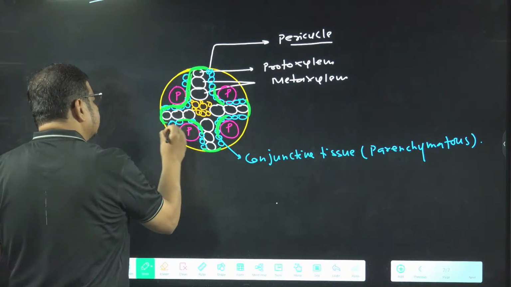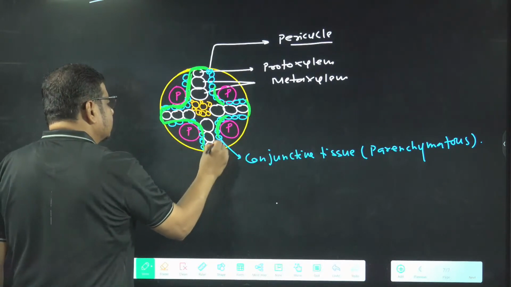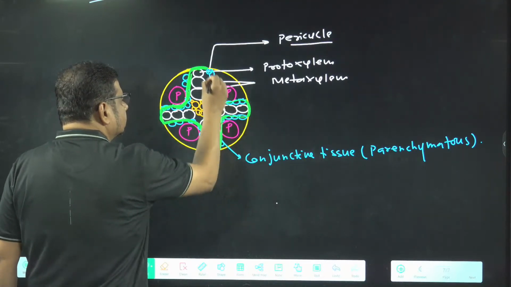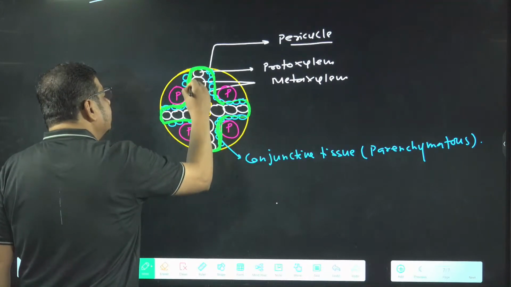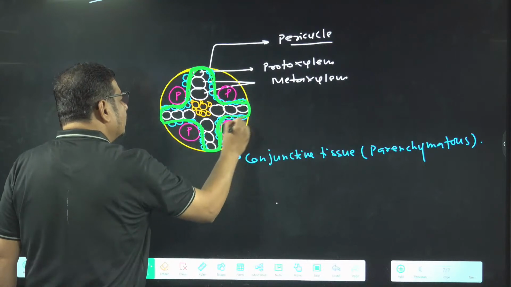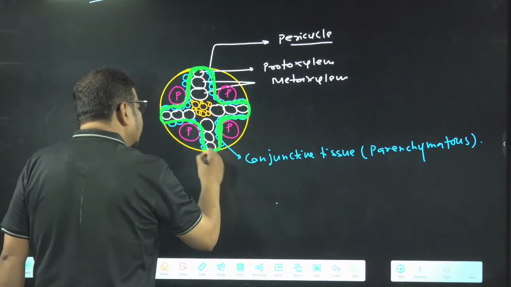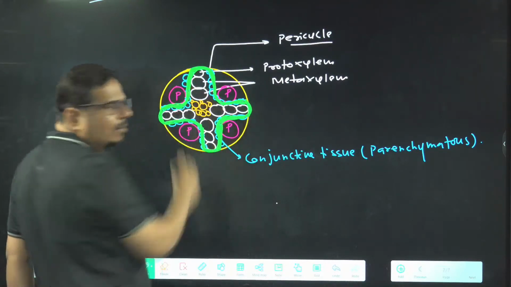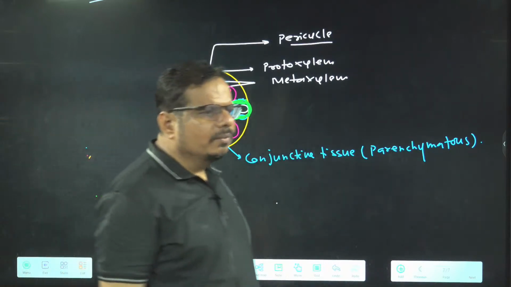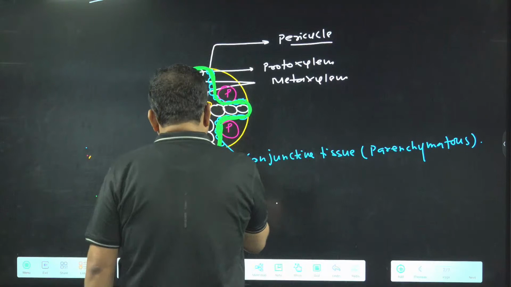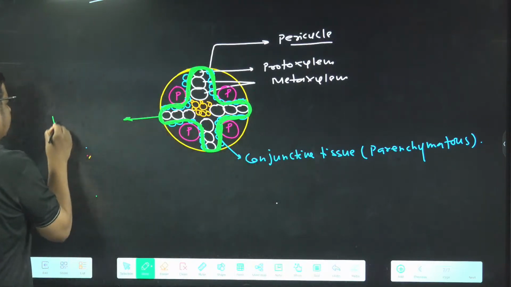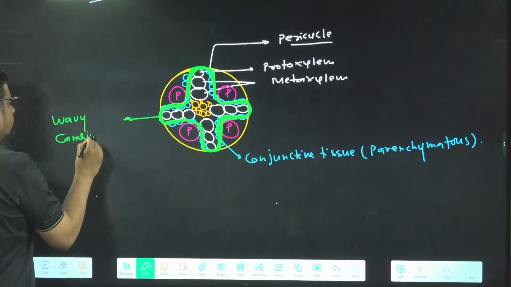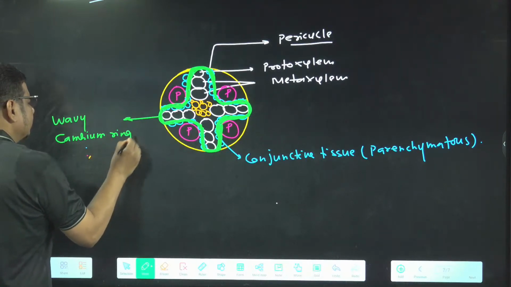And they connect to each other like this. So a ring is forming here. Which kind of ring is forming? A circular ring or a wave-like ring? A wavy ring is forming. So which kind of cambium ring forms in the dicot root? It is a wavy cambium ring.